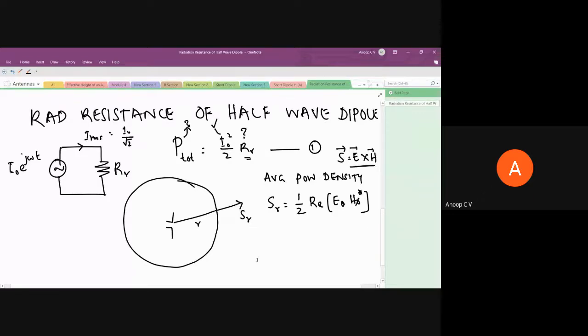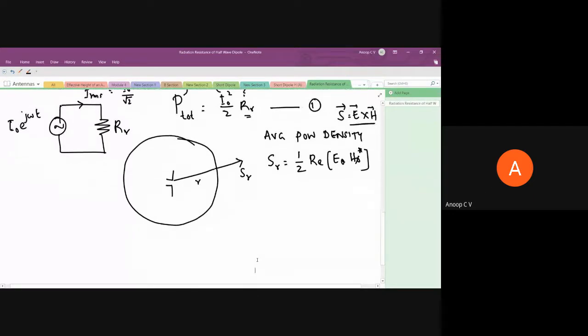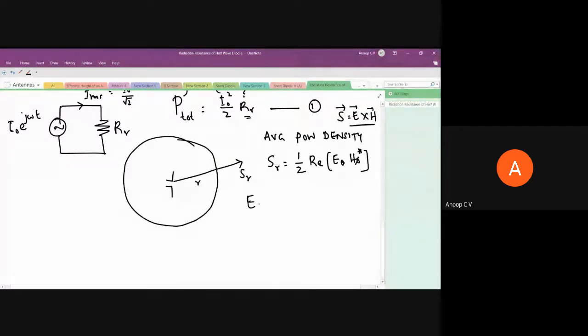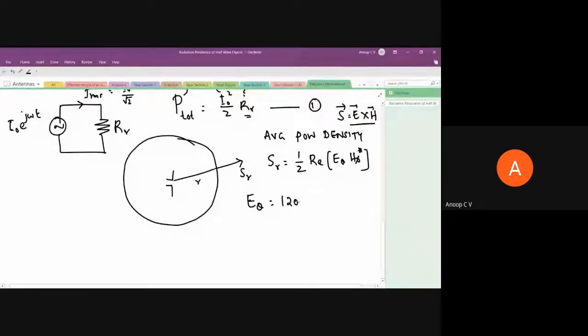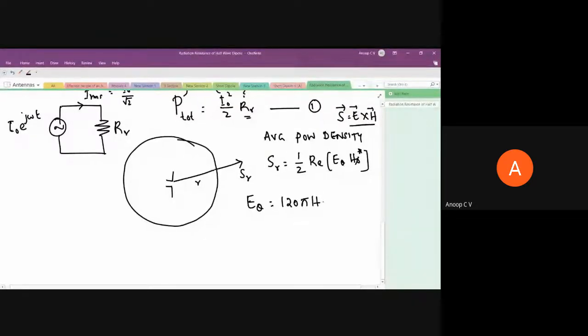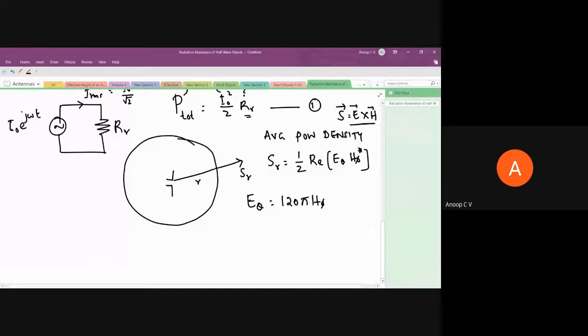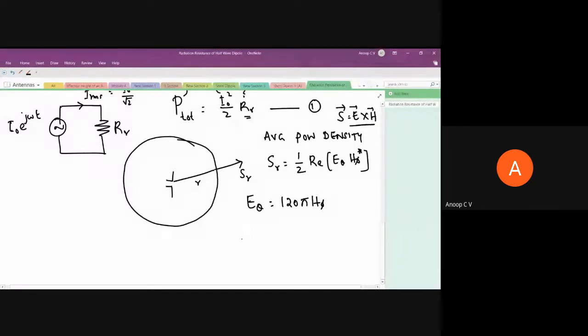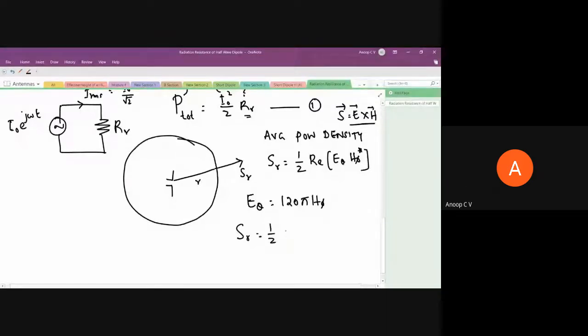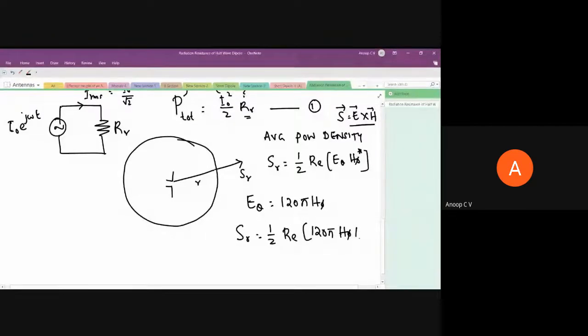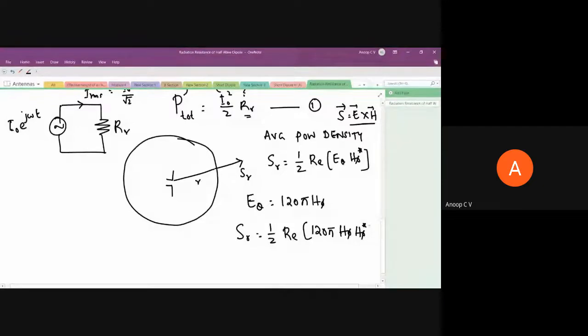With this, we know what H phi is, and we also know E theta. E theta is 120 pi times H phi. So I can rewrite SR as half the real part of 120 pi, which is a real quantity, times H phi times H phi conjugate. So this 120 pi is a constant, it can be taken out.